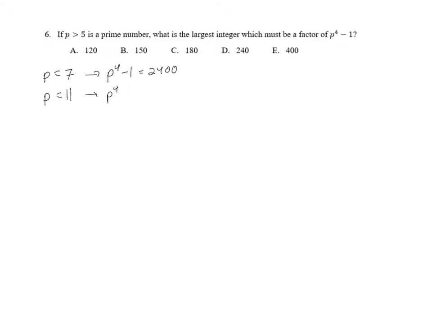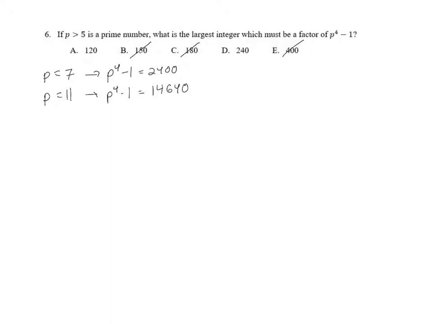If we try p equals 11, then p to the fourth minus 1 becomes 14,640. If we look at that, you can see that it's not divisible by 150, it's not divisible by 180, and it's not divisible by 400, so that narrows our answer choices down to A and B. You could keep checking more numbers, and the more numbers you get, the more you see that they are divisible by 120 and 240. So you suspect that the answer is D, but you want to prove it.